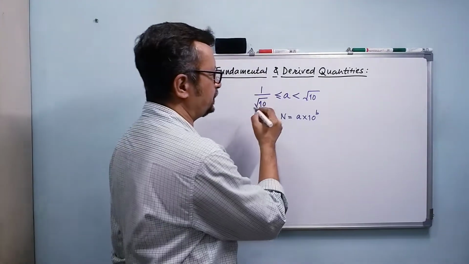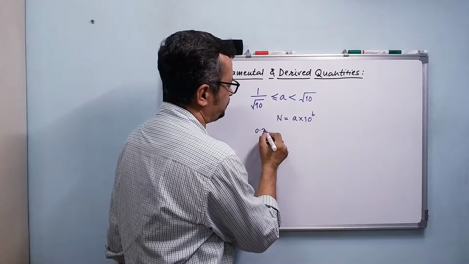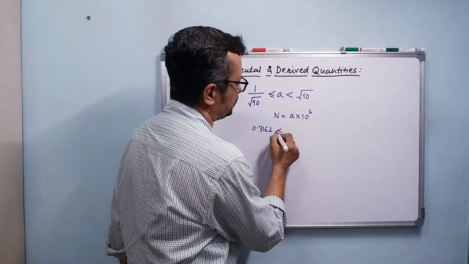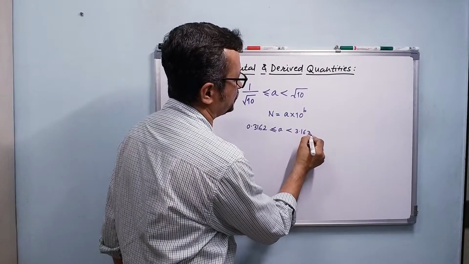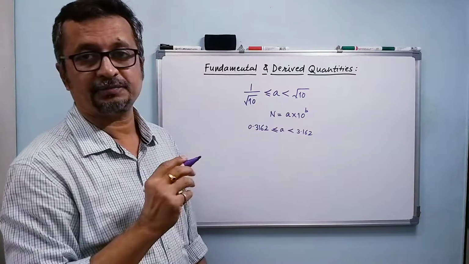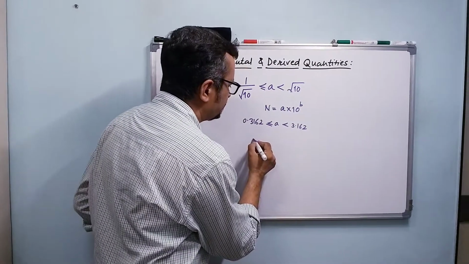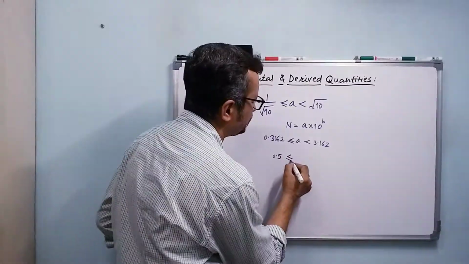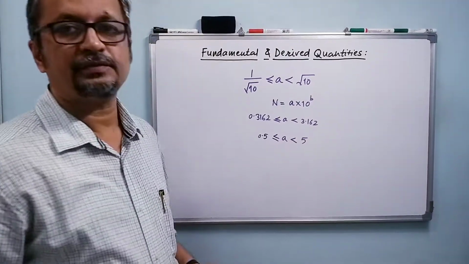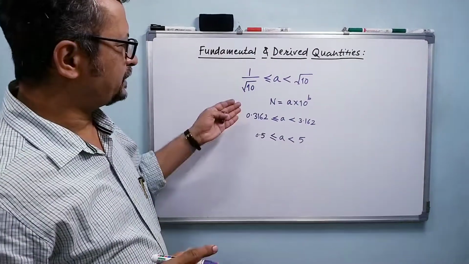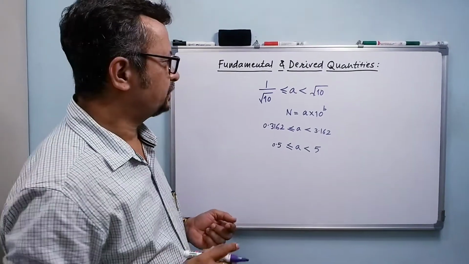Right, now here this was 0.3162 less than or equal to A less than 3.162. That is what we have from this expression. But then to make things simple, people take 0.5 less than or equal to A less than 5. So this is what is generally done. You can stick to either this or this, it wouldn't really matter.